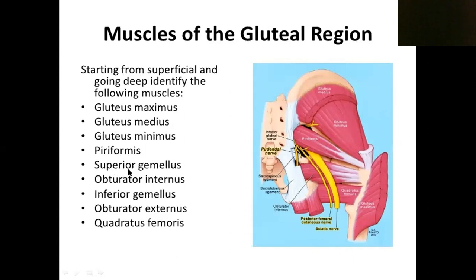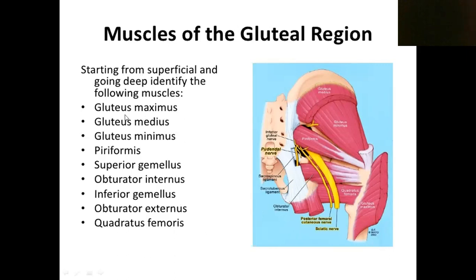Then two gemellae muscles, superior gemellus and inferior gemellus. Then two obturator muscles, obturator internus and obturator externus. Then one quadrangular shaped quadratus femoris. Then the last one is the tensor of the fascia lata, known as tensor fascia lata. So these are the 10 muscles of this gluteal region. Now we'll see the details of these muscles.